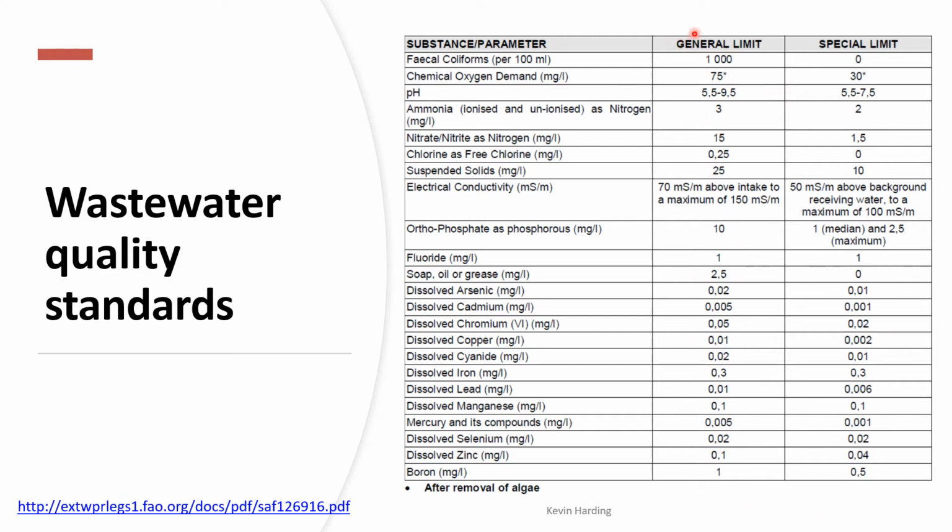You'll see that there is a general limit. The first one, the only example I'm going to use now, is 1,000 fecal coliforms per 100 millilitres, whereas the special limit is 0. One of your tutorial questions, I've asked you to tell me what is the difference between the general limit and the special limit, and why are they actually different?